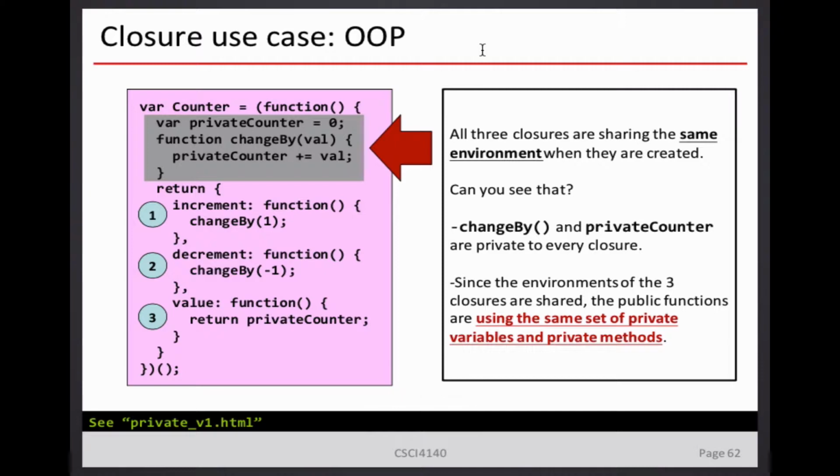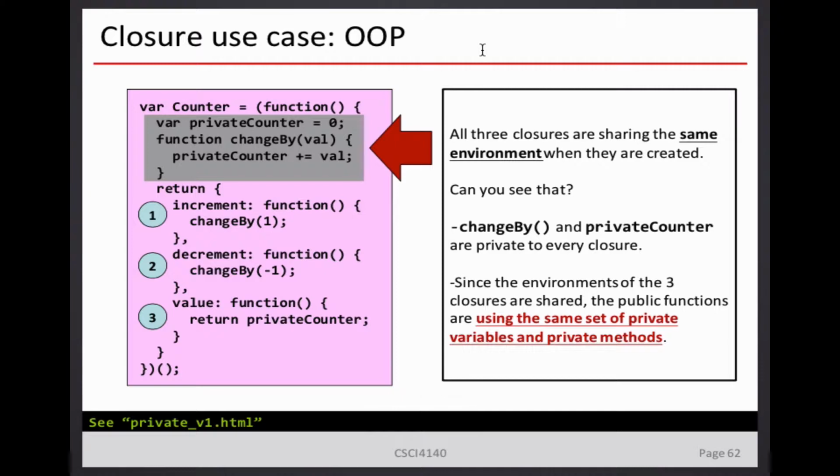I assign a name called increment, and this increment points to a function. I just ignore what changeBy is for now, okay? So you can see this is purely an object with three functions as its properties. That means three public functions. Now, what's next? Next, we take a look at the changeBy function, as well as the return of privateCounter. This is easier to see.